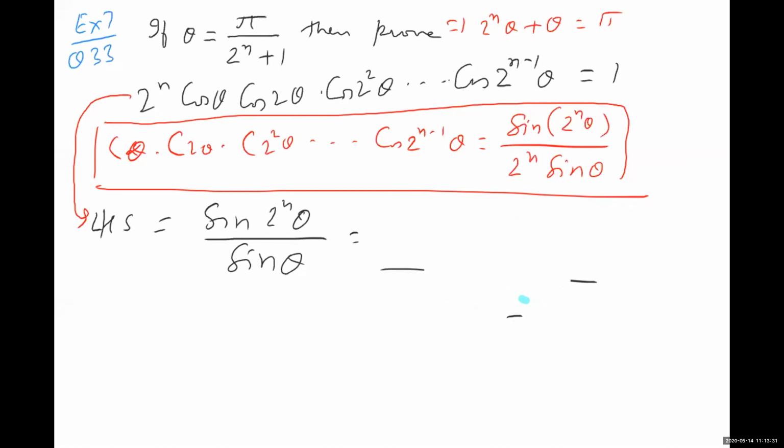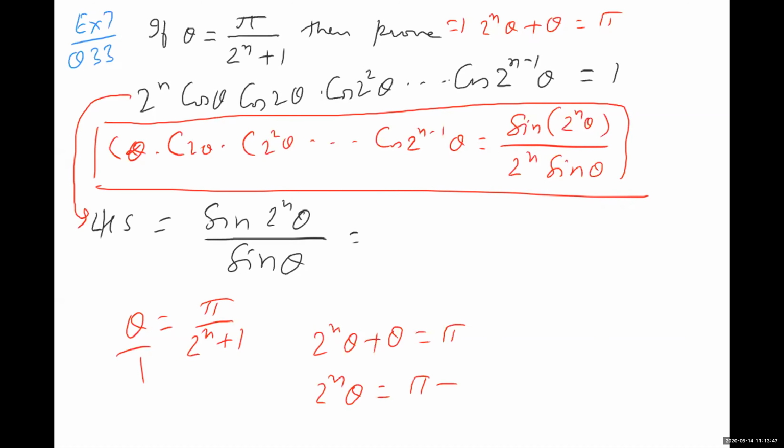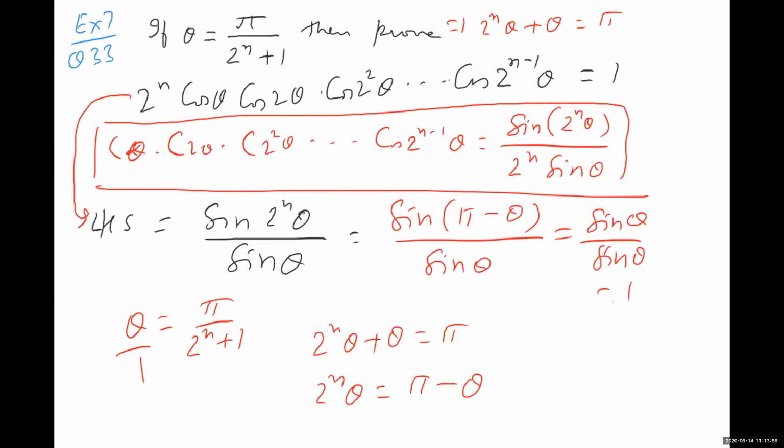So you can write from here. See, what is the condition given? Condition given is theta is equal to pi upon 2 raised to power n plus 1, cross multiply. So 2 raised to power n theta plus theta is equal to pi. So 2 raised to power n theta is equal to pi minus theta. So this value right here: sine of pi minus theta upon sine theta. So this is sine theta upon sine theta, which is equal to 1. So this generally becomes a very easy method. Good. So directly you can solve by this.